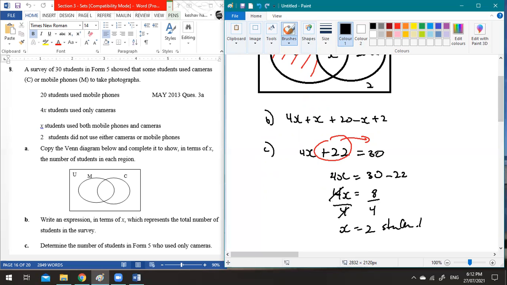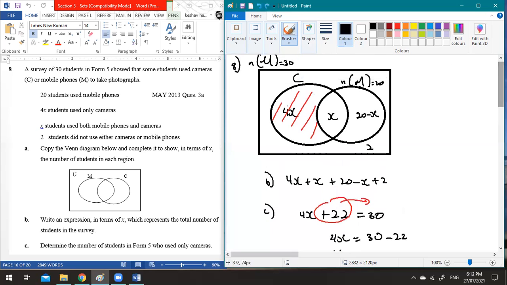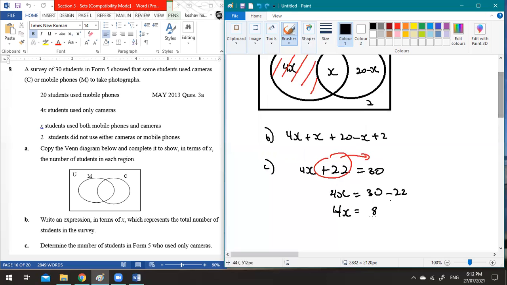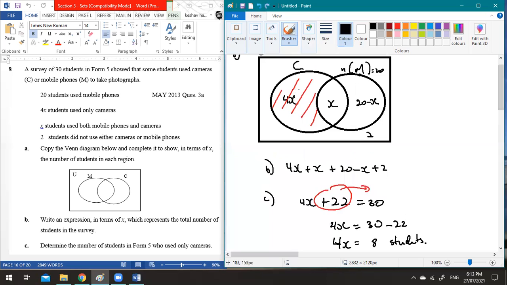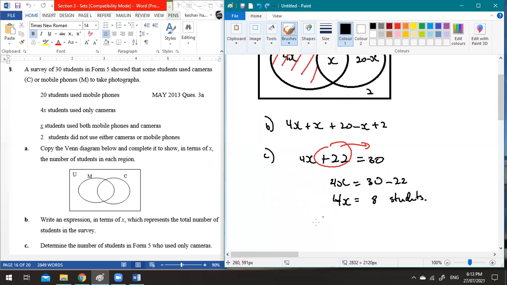And I didn't need to go that far. Why? Because they wanted to find out how many students were here, which is 4x already. Now, if they were asking you to find x, you divide by 4 like what I just did, right? So the number of students that use cameras only will be 8 students.